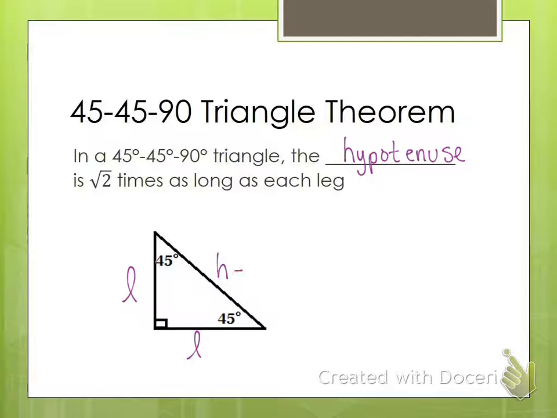H, my hypotenuse, is equal to the length of a leg times the square root of 2. You don't need the multiplication dot. I just like to put it there for emphasis. The hypotenuse is a leg times the square root of 2. With that being said, if I were to take that little equation we just made and I wanted to solve for the length of a leg, what would I have to do? I'm trying to get L by itself.